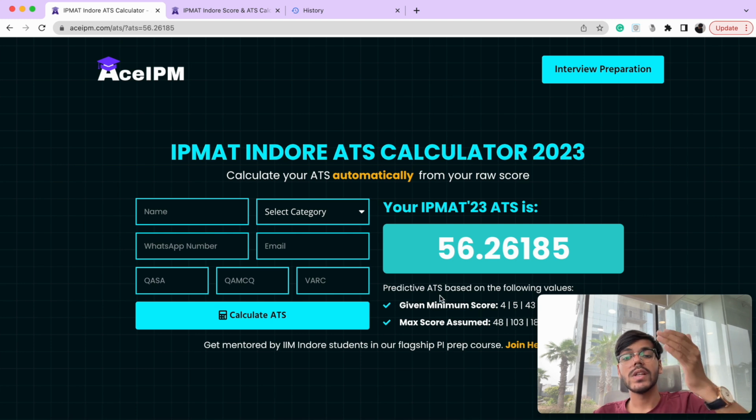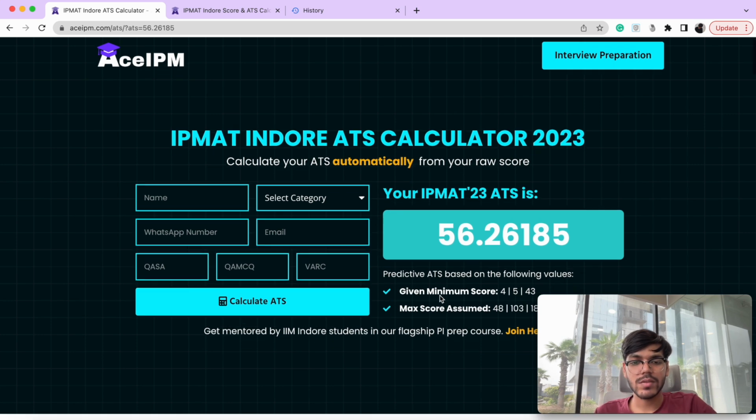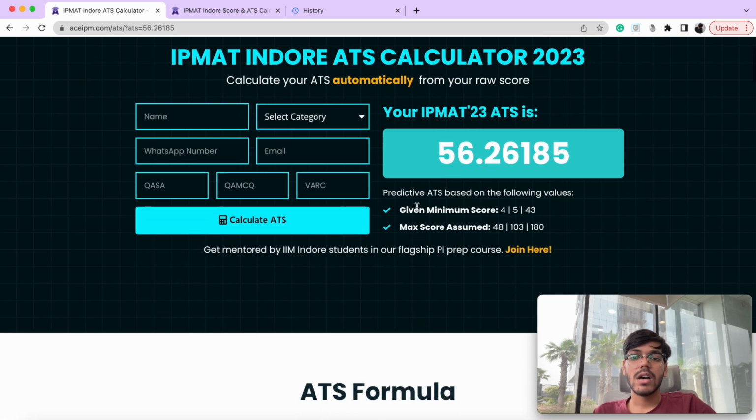So even though it is 56 for me, somebody might have the same overall score but a different section-wise breakup, and they may have a different ATS, and that is where it matters. The values that we have assumed have already been given over here.